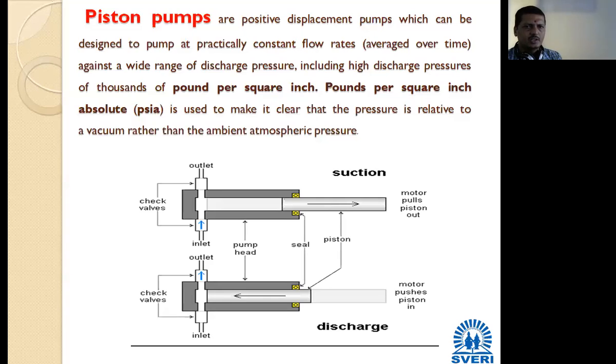pressure, including high discharge pressures of thousands of pounds per square inch (PSIA or PSI). Okay.